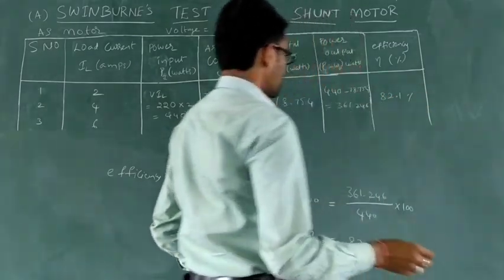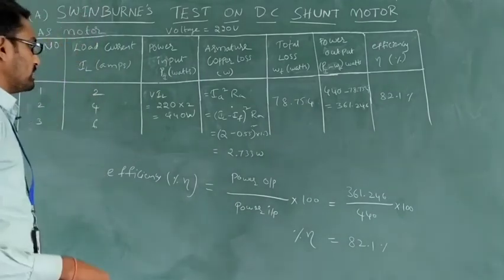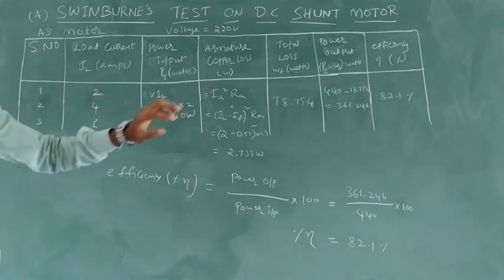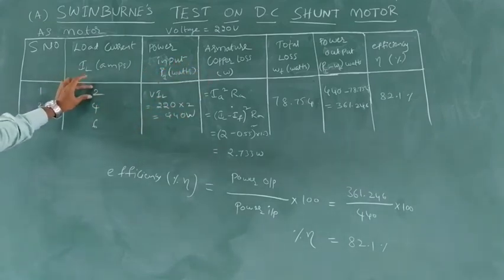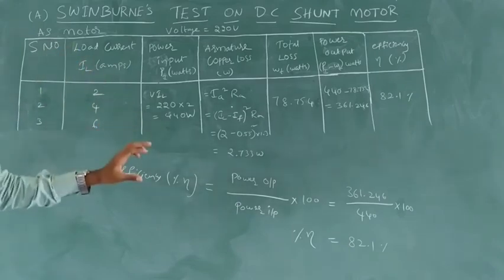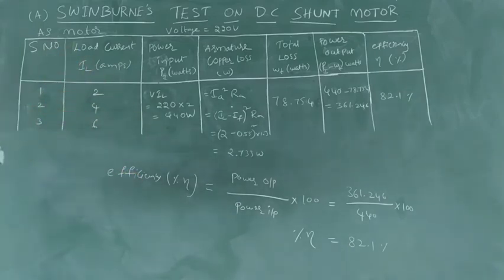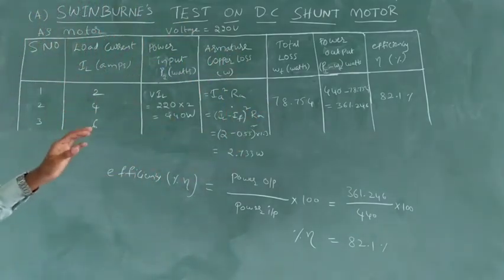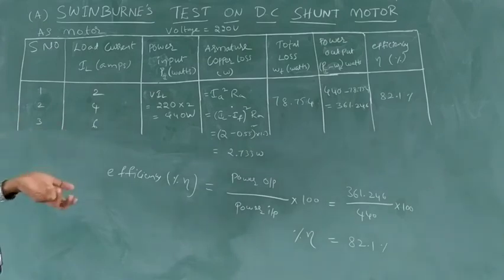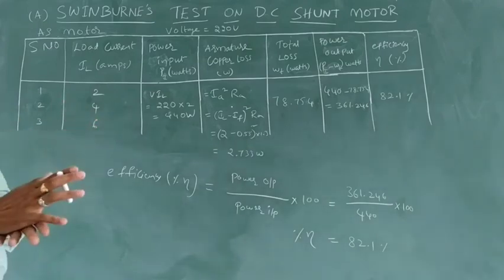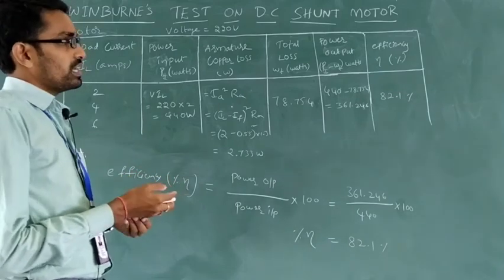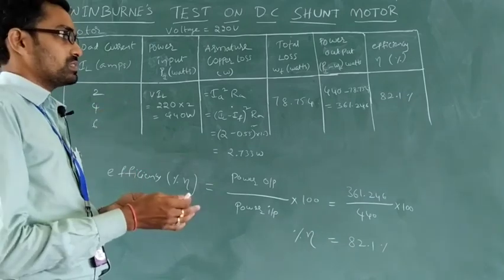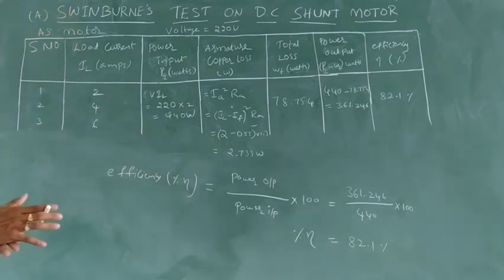So like this you can calculate for different load currents. As I have calculated efficiency for the one value of 2 amps of current, we can follow the same procedure for 4, 6, 8. So for these values, we can see how the efficiency changes. That is the predetermination of Swinburne's test. Before applying the load, without loading, we are calculating the efficiency, that is predetermination, how much efficiency we are going to have if we apply the load on the machine. So that is your Swinburne's test on a DC shunt motor.